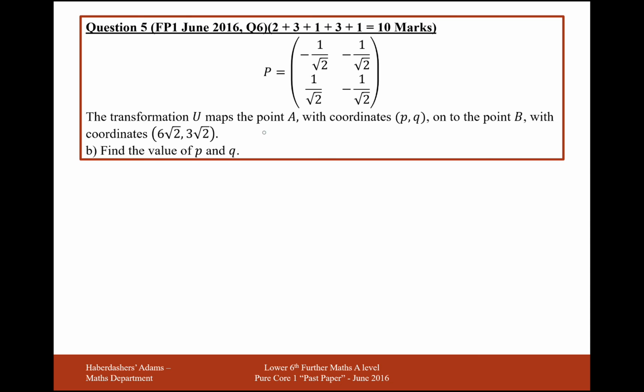The transformation U maps a point A with coordinates P, Q to the point B with coordinates 6 root 2, 3 root 2. Find the values of P and Q. So a few ways of doing this. You could think about it as a transformation matrix and doing the inverse of this transformation. So I'll write that out to start with.